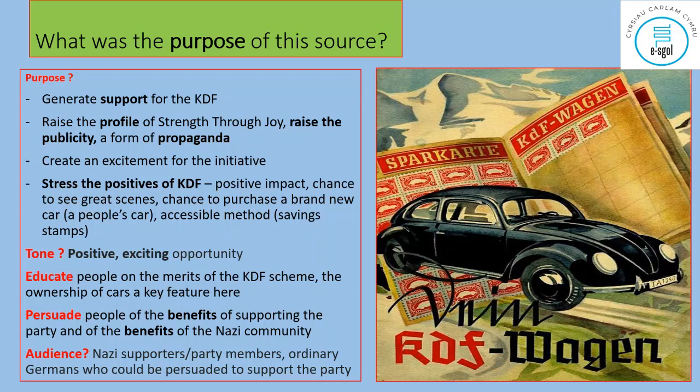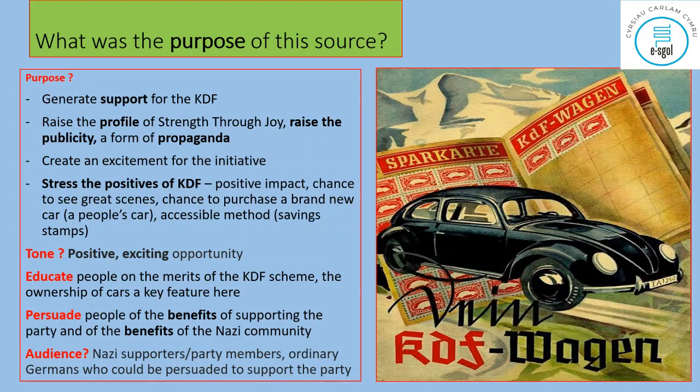It also shows mountains, as in lovely scenery, which are a form of excitement for many Germans. It makes it look like the ownership of a car is an easy thing to do. It's accessible. So if I go back to the left side, look at my third point down, create excitement for the initiative. The fifth point down, the tone of the source, is trying to show a positive aspect. It's trying to stress how exciting the opportunity is.